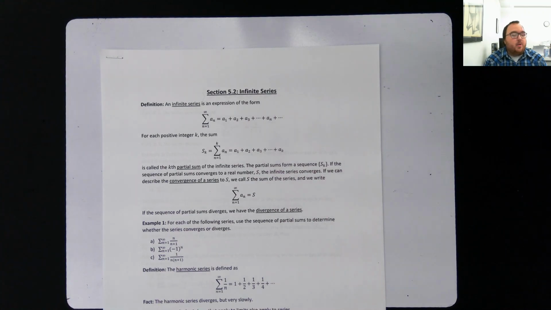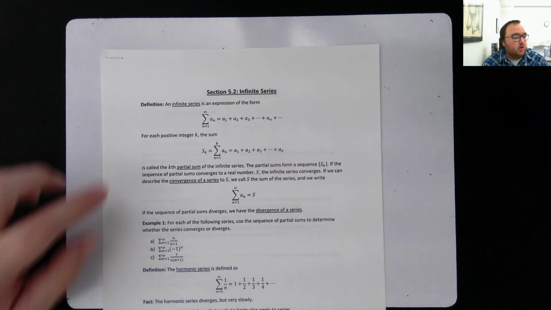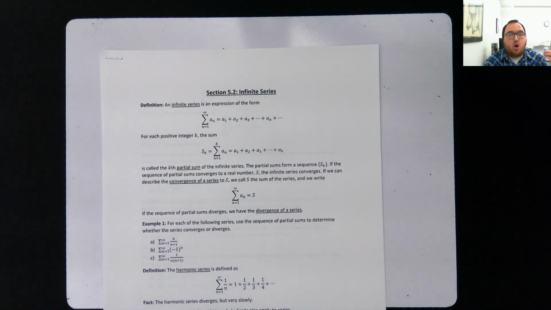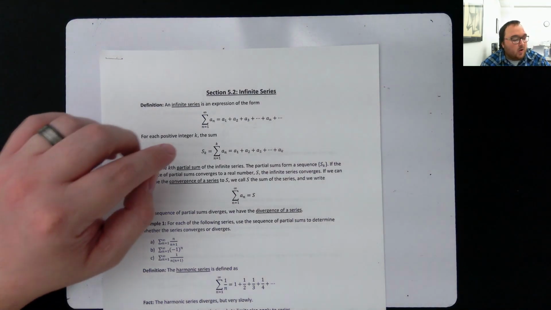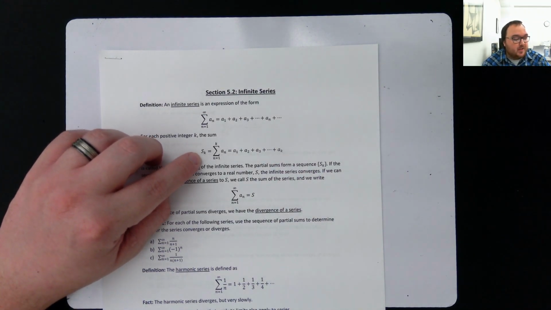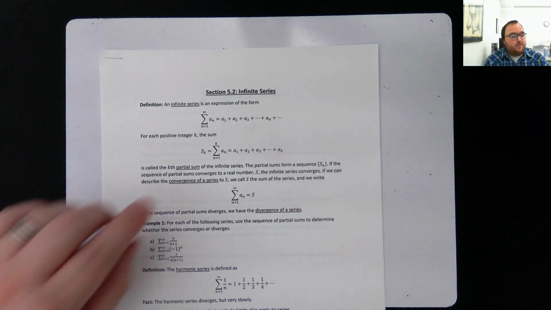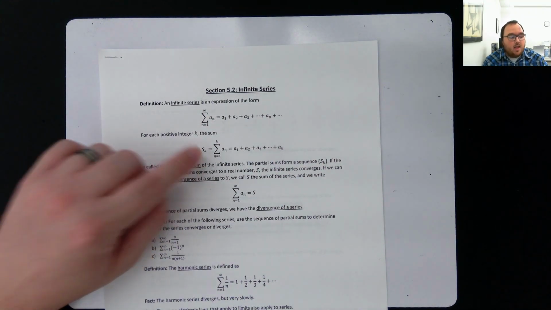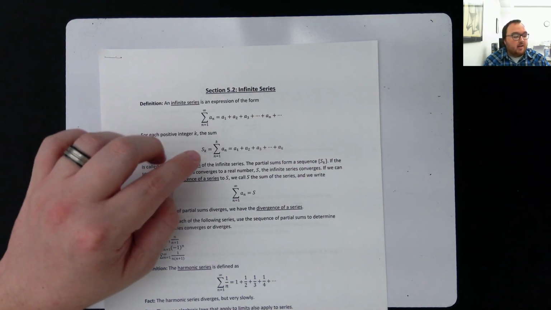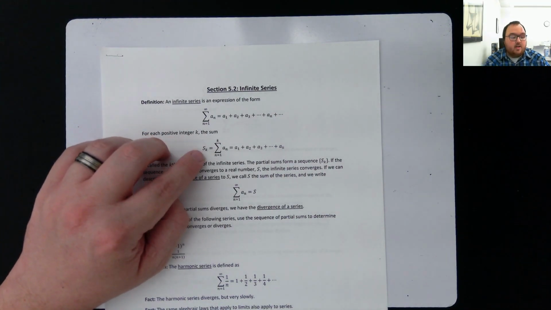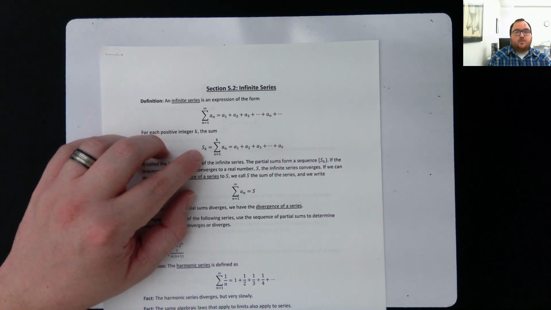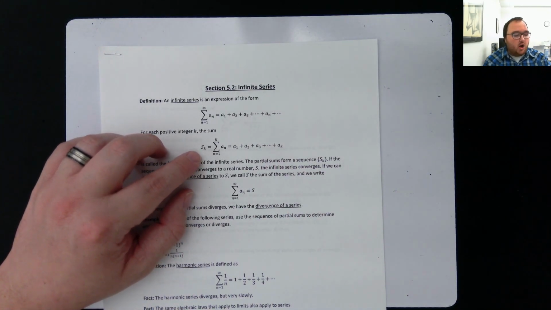To figure out if it approaches a sum or not, I'm first going to start with the series of partial sums. S of k is going to be the sum of the first k terms. So I'm not going to add all of them up, just the first k terms. I'm going to do that for S1 and then S2, then S3, S4, S5, on and on.